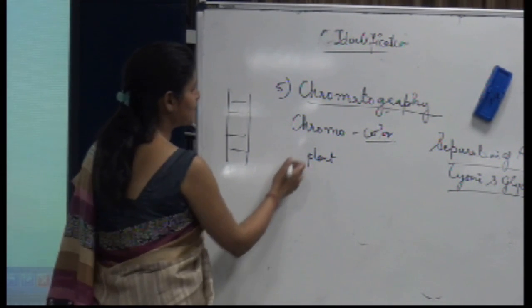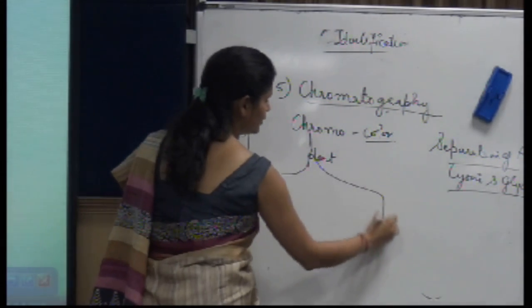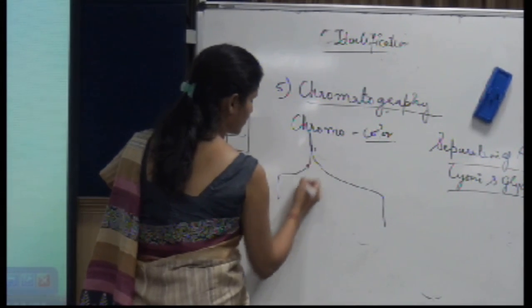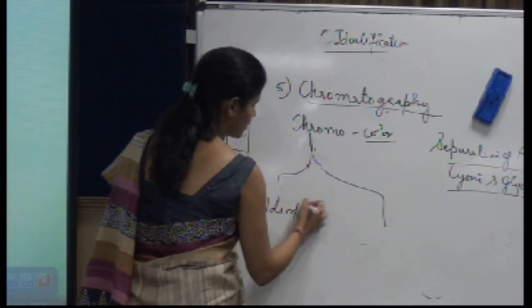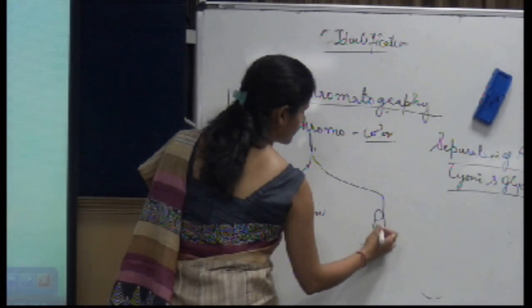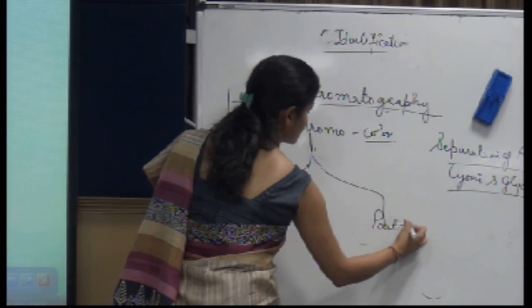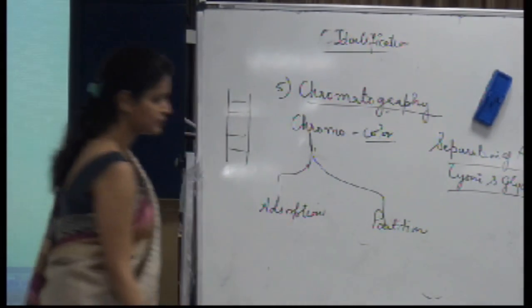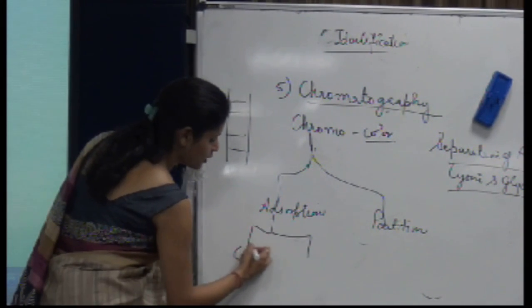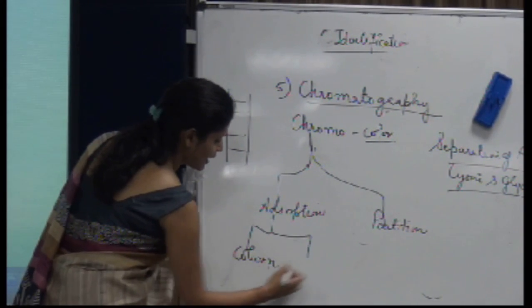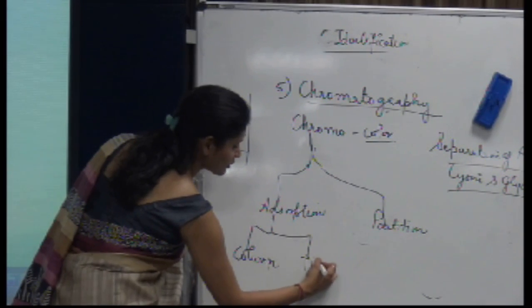So there are basically two types of chromatography. One is adsorption, another is partition. Adsorption chromatography again is of two types, column chromatography and thin layer chromatography.